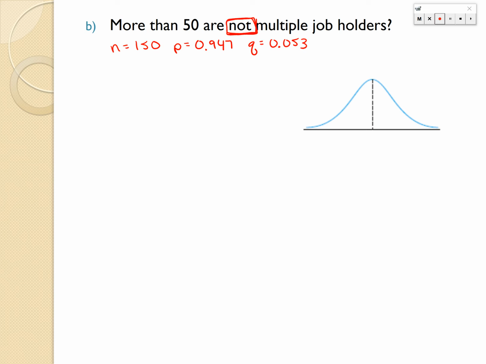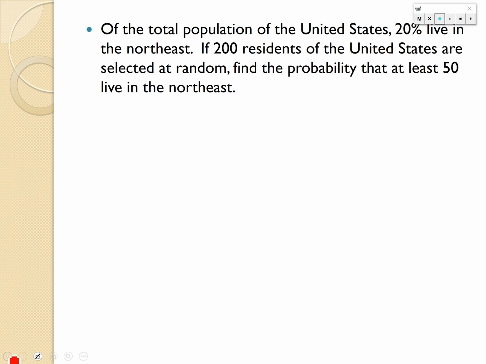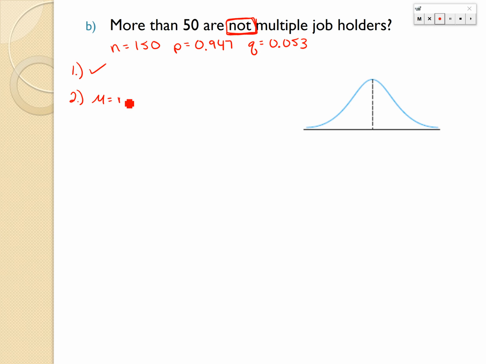So P and Q in this case are flip-flopped from part A of this example. P and Q are flip-flopped. Now flip-flopping P and Q though, step 1's already done. N times P, N times Q, it doesn't matter that P and Q are flip-flopped. It's going to be the same as last time. What does change though is when you go to find your mean. Your mean is N times P. So now this becomes 150 times 0.947.